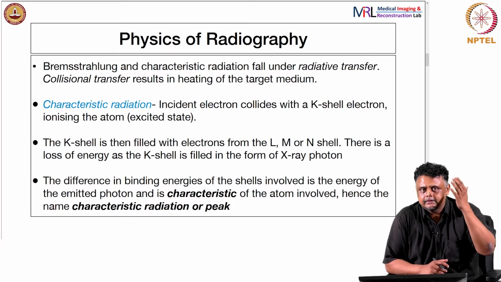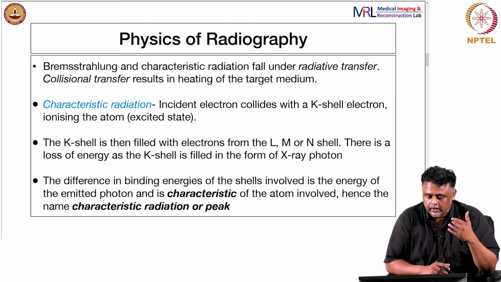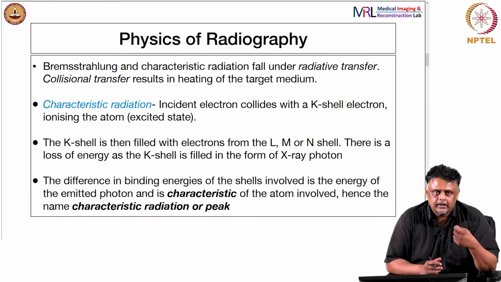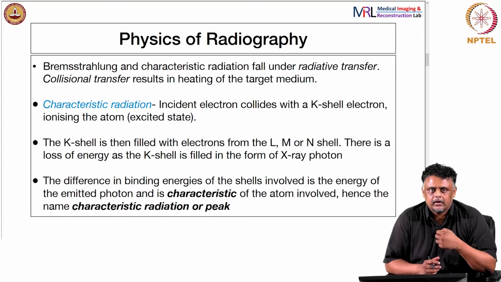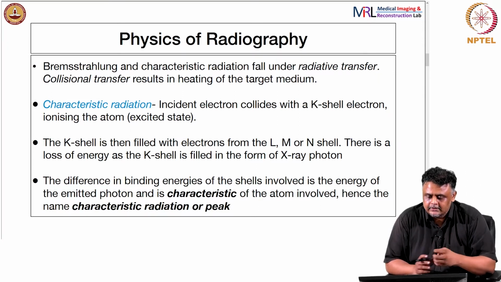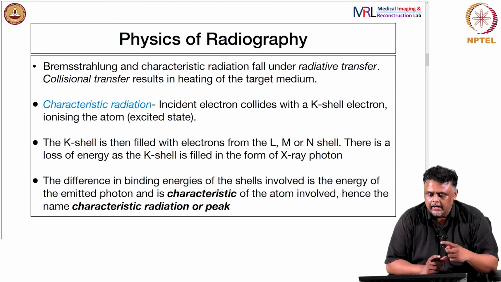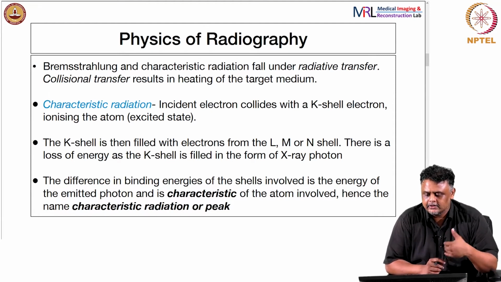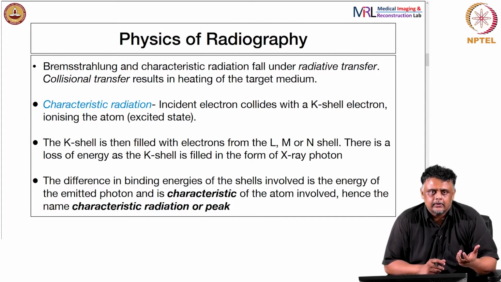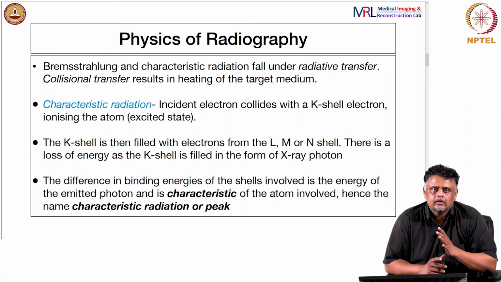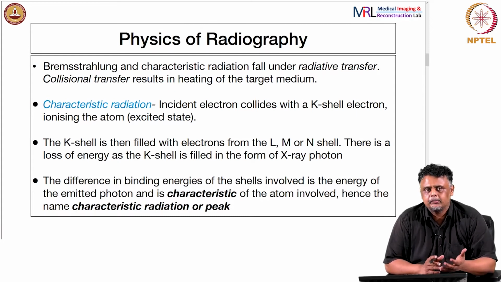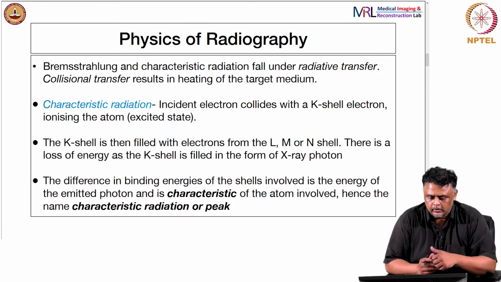And so, when this filling happens, when L to K, M to K or N to K transitions happen, there is a loss of energy which is in the form of an X-ray photon. That is the characteristic peak that you would see in the spectrum. The difference in energy going from the L, M or N shell to the K shell is unique for different elements. That is why these peaks are characteristic of the atoms involved, which are the atoms of the target. Hence the name characteristic radiation or characteristic peaks, which you will find in the X-ray spectrum that I showed earlier.